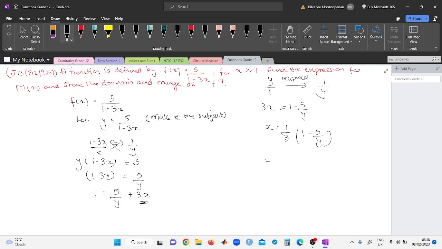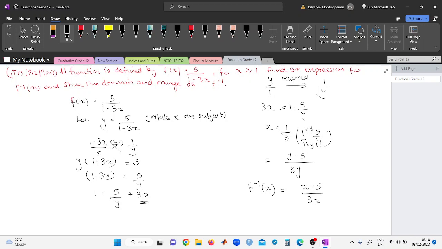Or you can put it as one single fraction, multiplied by y. We'll get y over y minus 5 over y, the same single denominator. Now this one becomes y minus 5, and since there is 3 there, we multiply by 3y. If I have to calculate the f inverse, it will be equal to x minus 5 over 3x. This is my f inverse.